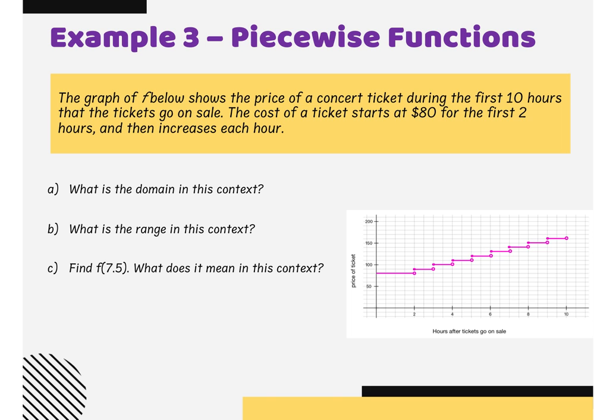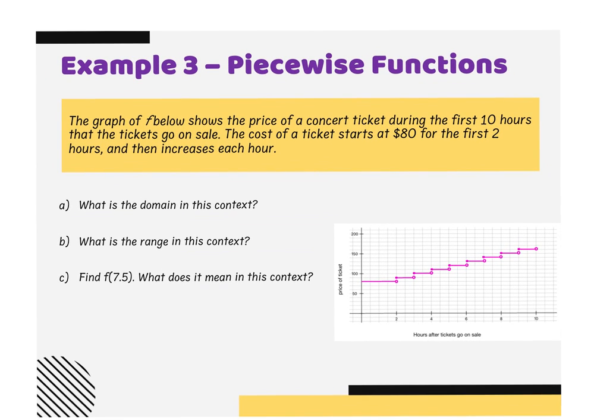All right, this is a piecewise function. The good news is you don't really have to build it, but you have to understand it. It says the graph of F below shows the price of a concert ticket during the first 10 hours that the tickets go on sale. The cost of a ticket starts at $80 for the first 2 hours and then increases each hour. So from 0 to 2 hours, your dollar price is 80. Then from 2 to 3, it jumps up $10 and it's 90. Then from 3 to 4, it jumps up and it goes to 100. That's what each of these represent.